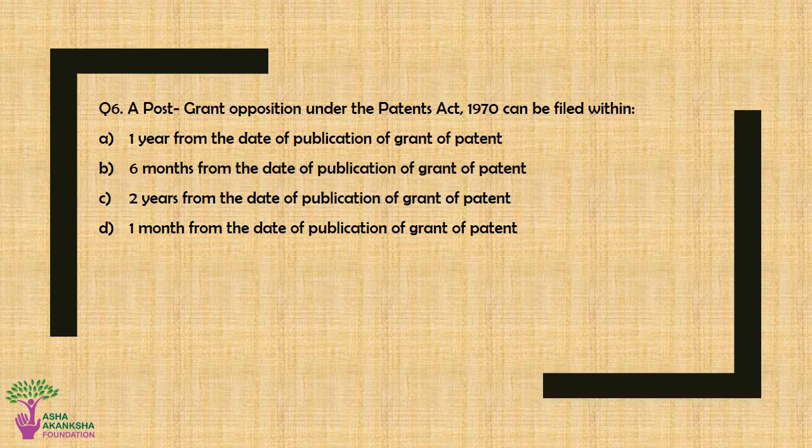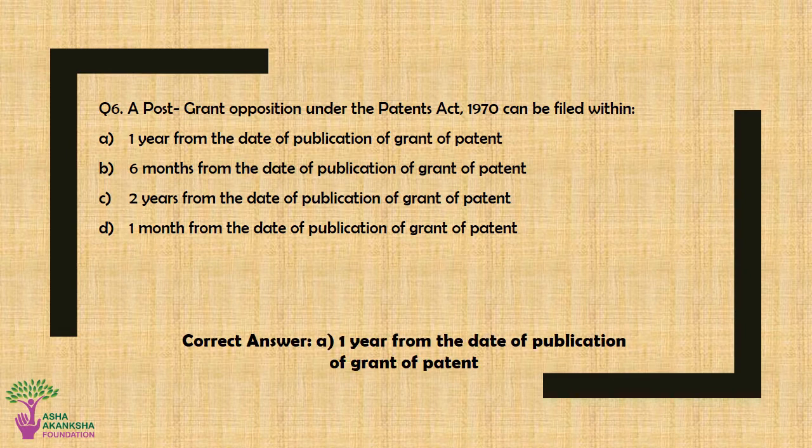Question number 6. A post-grant opposition under the Patents Act 1970 can be filed within Option A, 1 year from the date of publication of grant of patent. Option B, 6 months from the date of publication of grant of patent. Option C, 2 years from the date of publication of grant of patent. Or Option D, 1 month from the date of publication of grant of patent. The correct answer for this question is Option A, 1 year from the date of publication of grant of patent.